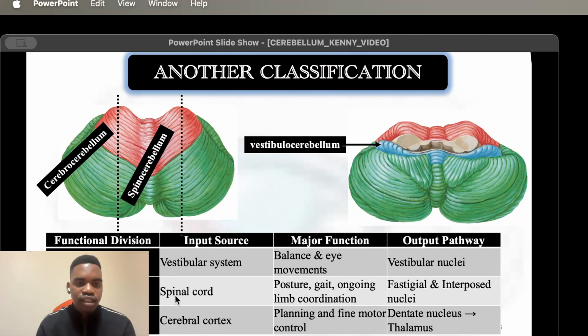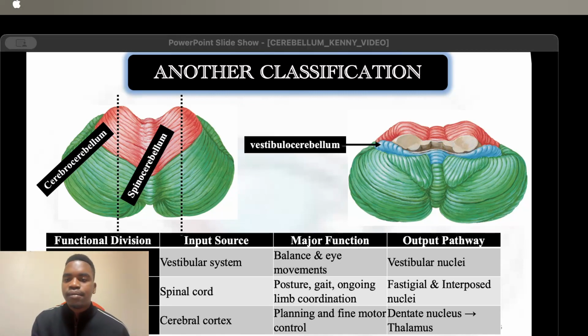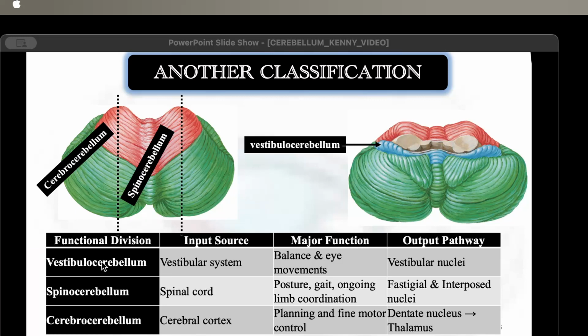And lastly, the cerebral cerebellum, as the name suggests, gets its input from the cerebral cortex, and it helps in planning and fine motor control, and it gives its output through the dentate nucleus and the thalamus. So this is the vestibular cerebellum that carries the vestibular system, and the spinal cerebellum, and that was the cerebral cortex.